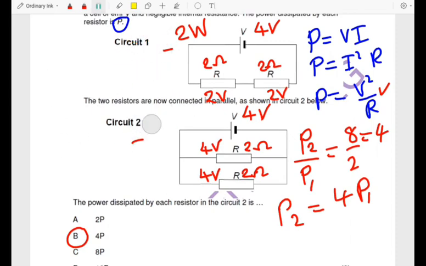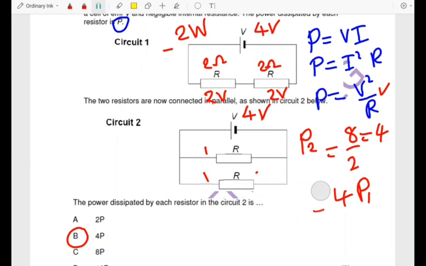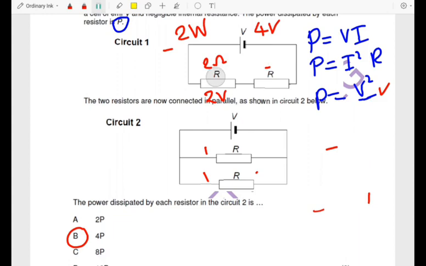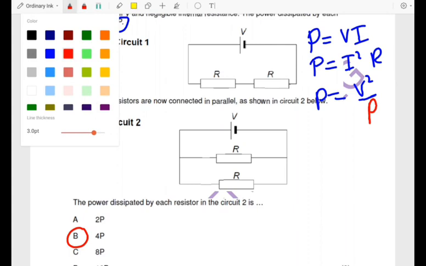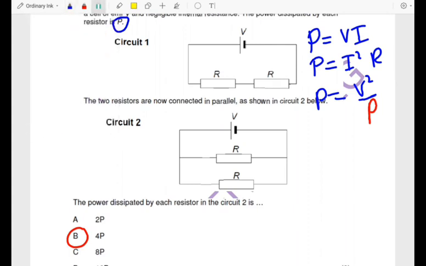Well, what if I don't use values? Can I explain it now without using values, without necessarily performing a lengthy calculation like this? Yes, I can, by understanding these equations and how they work. So let's see how that would work as well. Let's use the blue pen.